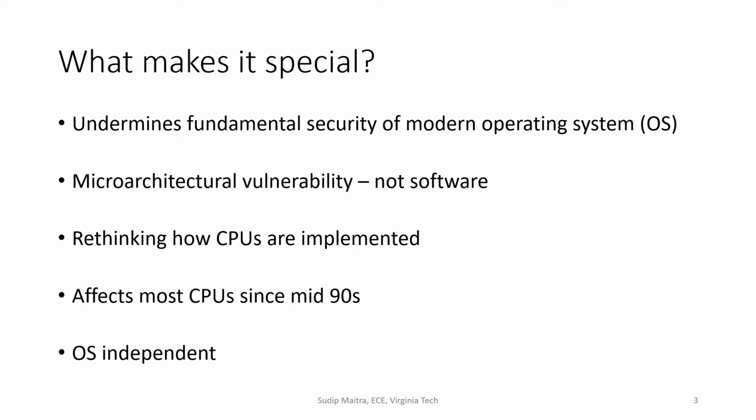Since this is not a software issue and is related to how modern CPUs work, it forces us to rethink how CPUs are implemented. This vulnerability has been present since the mid-90s, and it's very surprising it took so long to find. And since it's inherently a hardware issue, it doesn't have any dependence on the operating system. So the effect of Meltdown is very widespread.